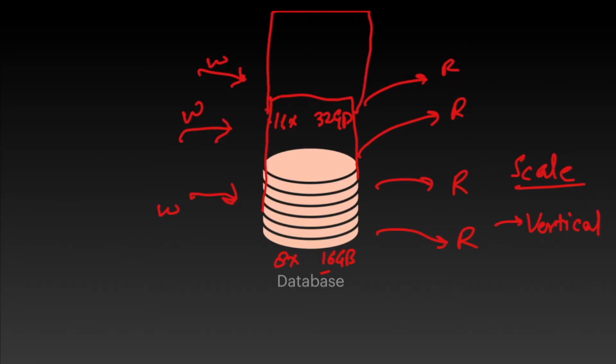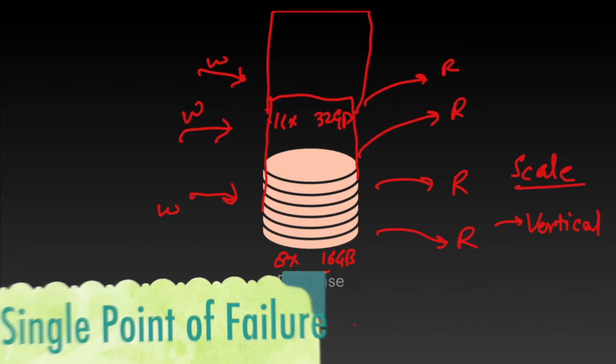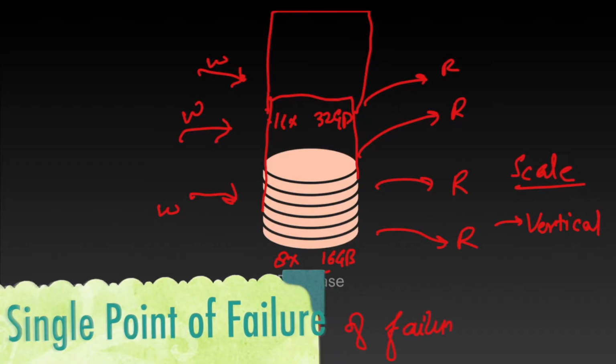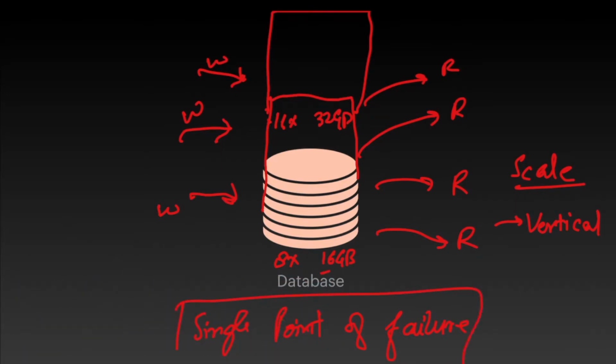But there is a problem with such an approach. In this scenario we have a single database, and it has all the resources and all the data. So in such a scenario our database will become a single point of failure. What does single point of failure mean? It means that if this point goes down, our entire system is going to be down. If we have invested a lot of RAM and a lot of CPU cores in our database and this database goes down, everything, our data and our system, goes down. So this is not a very good approach.